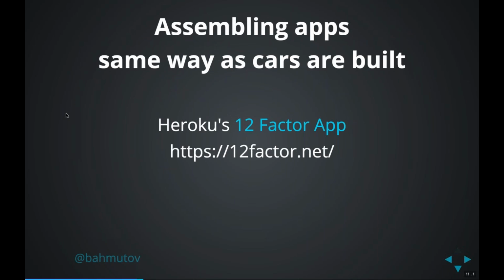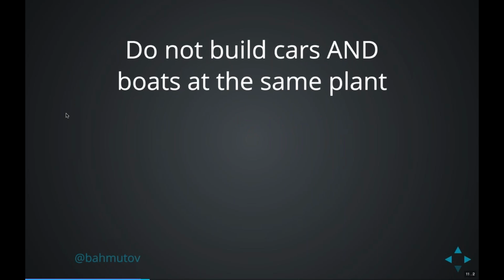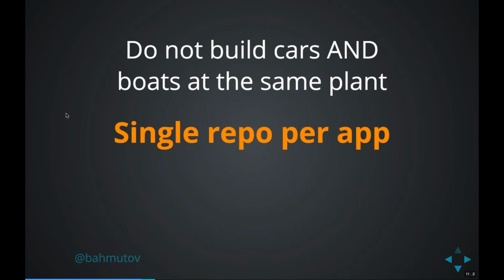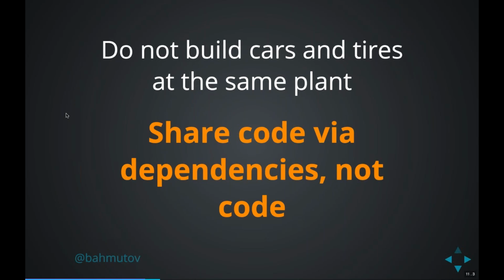If we're trying to build our applications the same way as we assemble cars, there is a good guide to doing that. It's Heroku's 12-factor app. And a few principles really stick out to me. For example, we do not build cars and boats at the same plant. Similarly, we should not build multiple things, let's say an API and your website and your database layer, in the same repo. We should separate them and build them separately. We don't want to build cars and tires at the same plant, right? So we want to share code through dependencies and not through physically locating the code together.